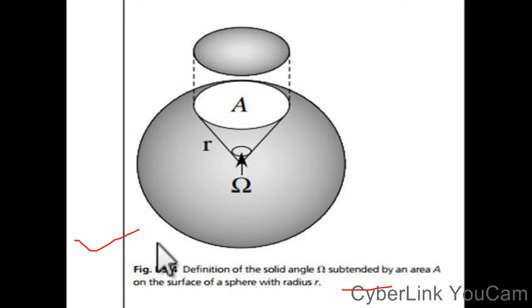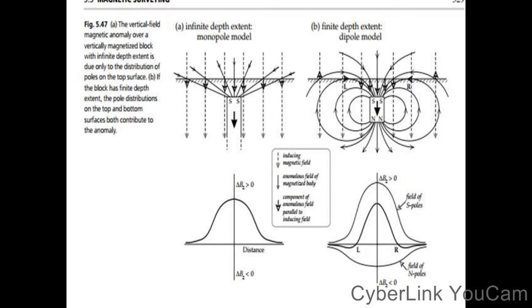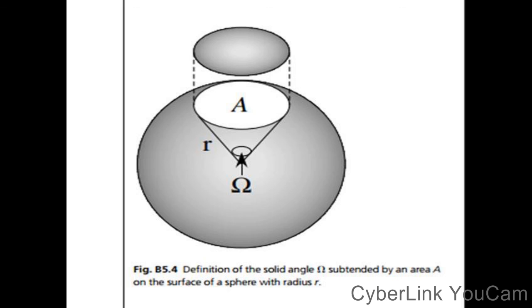subtended by an area on the surface of a sphere of radius R. The solid angle is defined with area A and radius R. So all the things we discussed, and again next week we will discuss others.